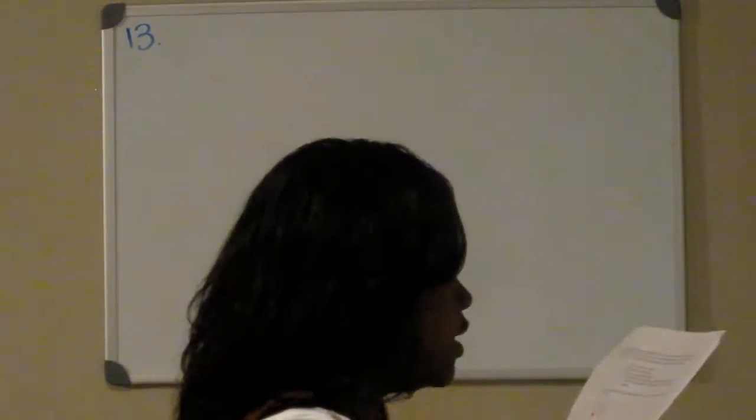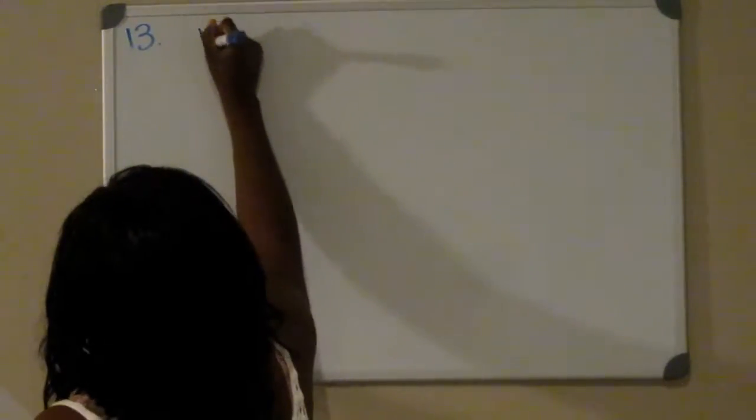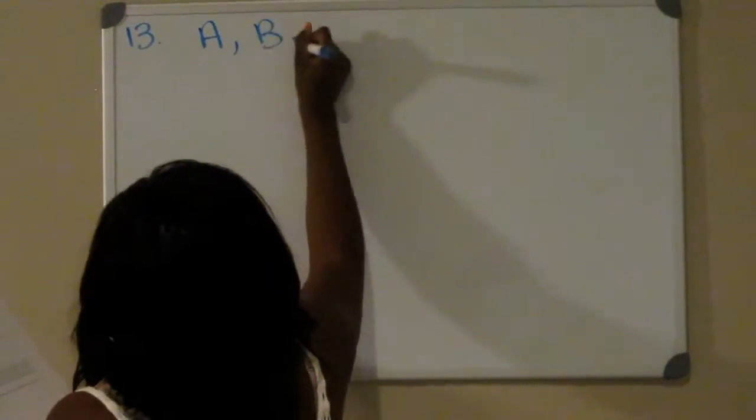So I'm going to be doing number 13 today. It says an actuary is studying the prevalence of 3 health risk factors denoted by A, B, and C. So A, B, and C.